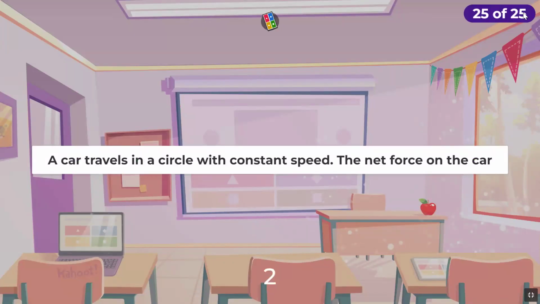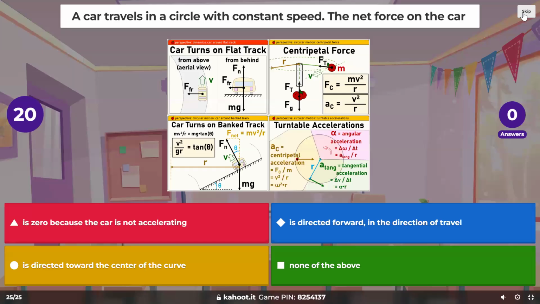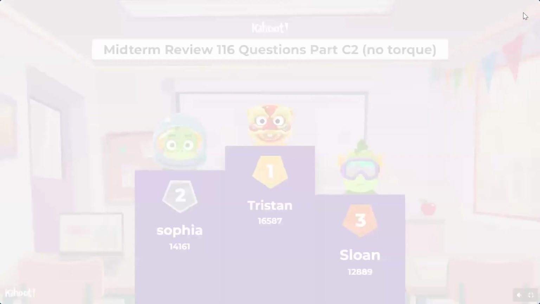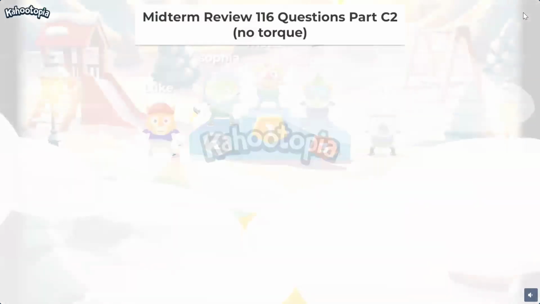A car travels in a circle with constant speed. The net force on the car is directed towards the center of the curve. Guys, isn't centripetal force always directed toward the center? It might be a friction force, some component of a normal force, or a string tension. But there's some force pulling you towards the center, keeping you in a circular path. So it's centripetal.